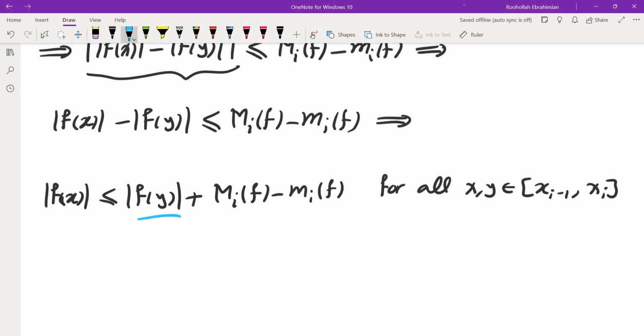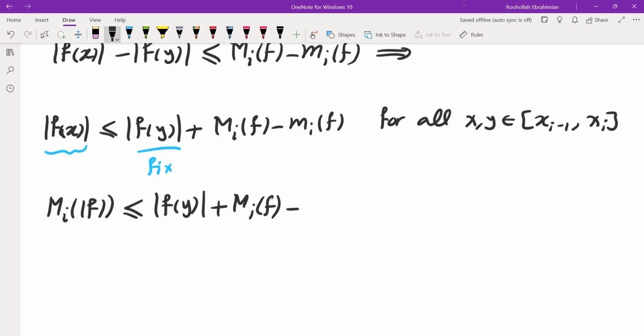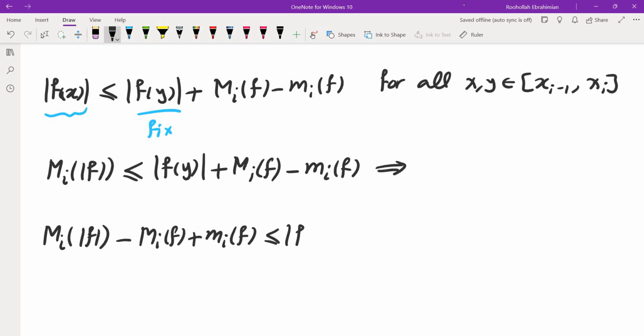If you fix y and let x range over the entire interval, then the supremum of the absolute value, which is capital Mi of the absolute value of f, is less than or equal to the absolute value of f of y plus capital Mi of f minus lowercase mi of f. Okay, so this holds, and that means if I isolate f of y, I get capital Mi of the absolute value minus capital Mi of f plus lowercase mi of f is less than or equal to the absolute value of f of y.